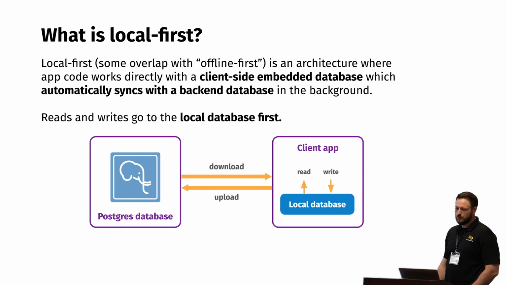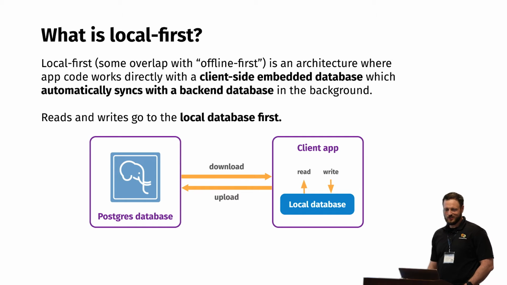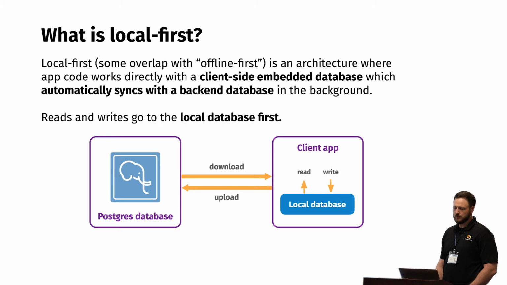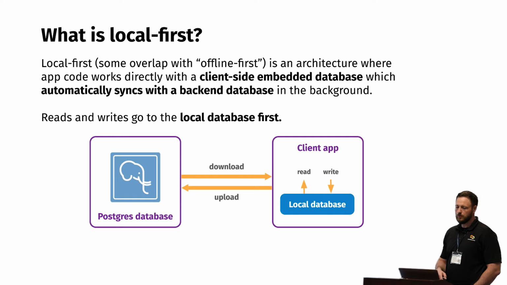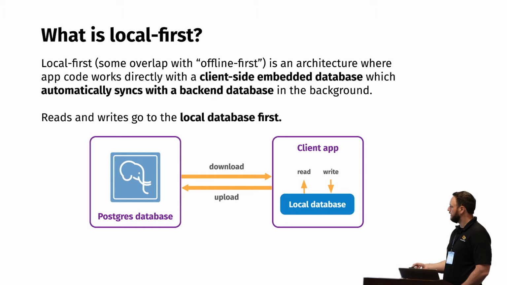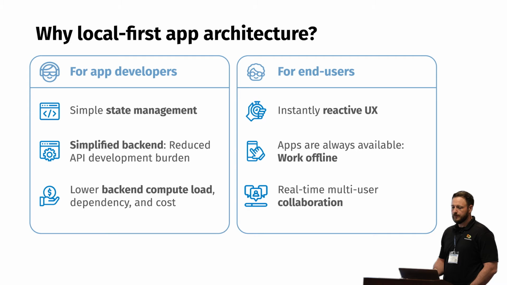So first of all, just starting with what local first architecture is. You may have heard about this. It has some significant overlap with offline first, which is an idea that has been around for the last 10 plus years. But local first is an architecture where app code works directly with a client-side embedded database, which then automatically syncs with a backend database in the background. So reads and writes go to the local database first. And this has significant benefits for both app developers as well as end users.